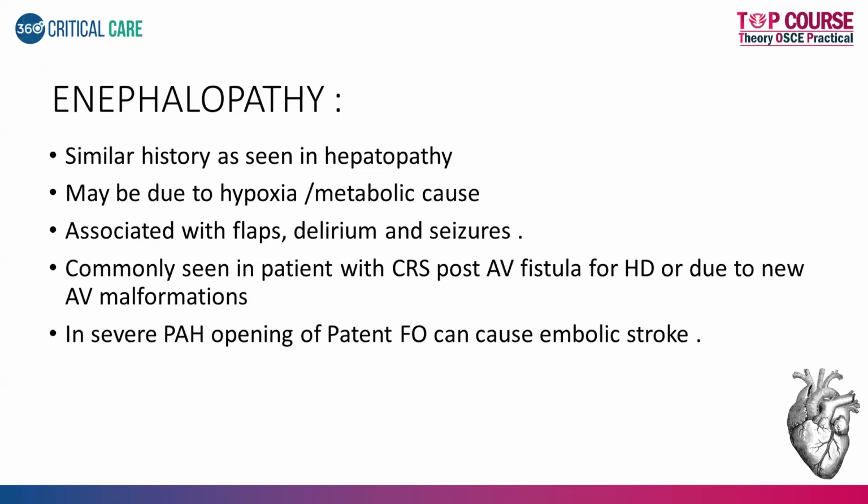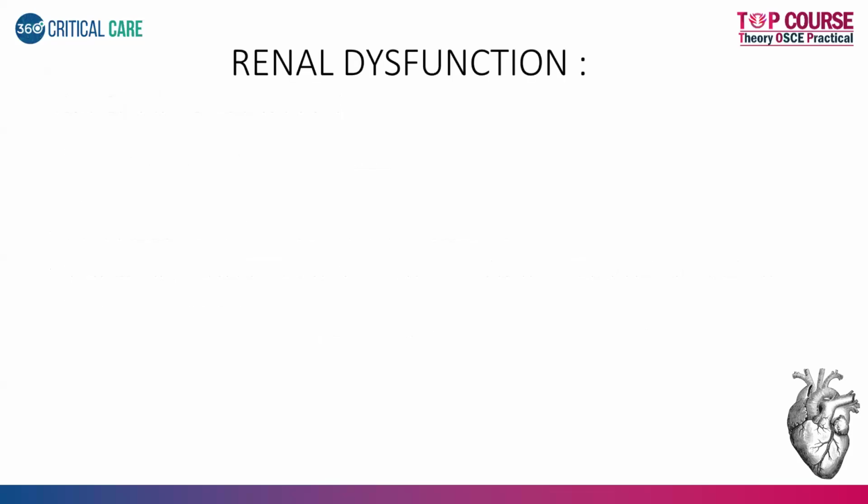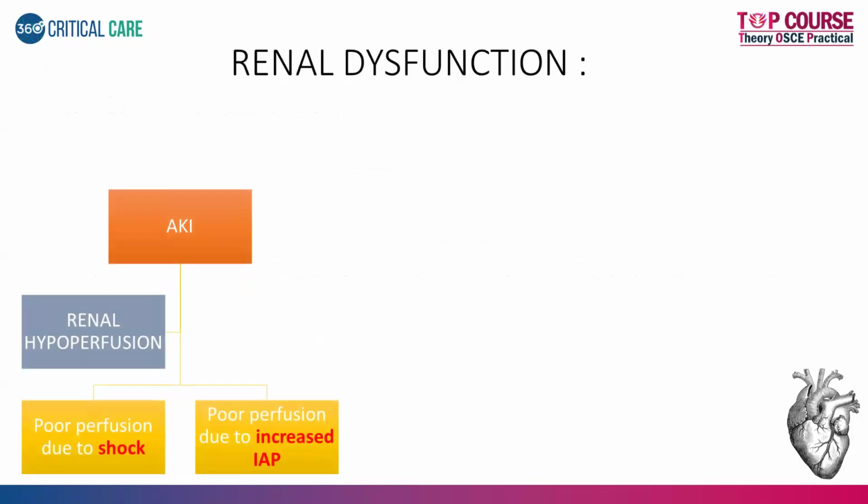In severe cases of PAH, when the patient is not treated properly, if the foramen ovale is not patent anymore, there can be a paradoxical embolism leading to stroke. Renal dysfunction, as I've already mentioned before, is because of poor perfusion. It can be caused because of shock. It can be caused because of increased IABP, both.